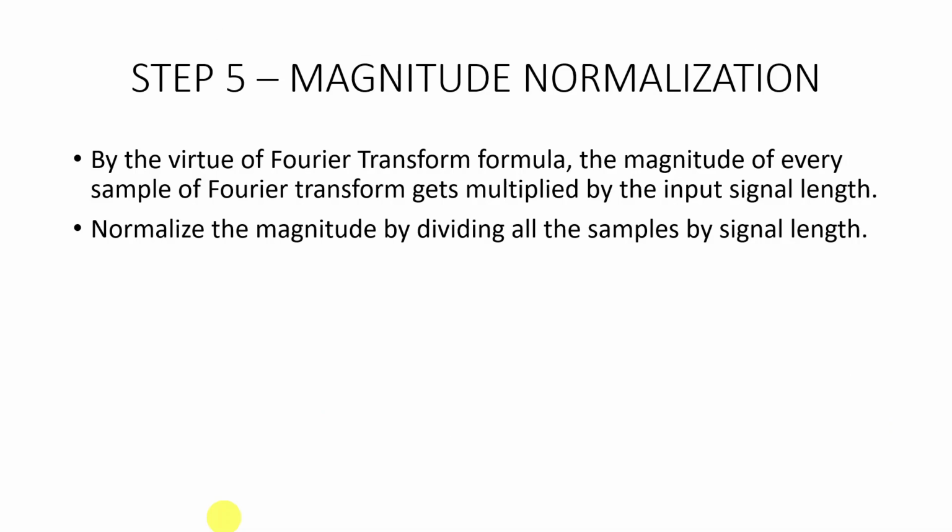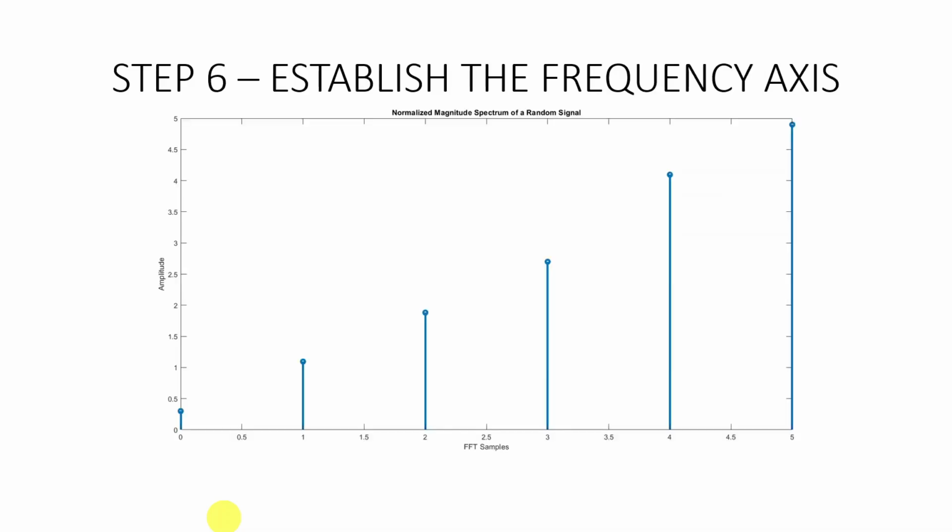The next step is to normalize the magnitude. By virtue of the Fourier transform formula, the magnitude of every sample of the Fourier transform gets multiplied by the input signal length. So to unveil the true magnitude of all the frequencies, you have to divide all the samples by the signal length.